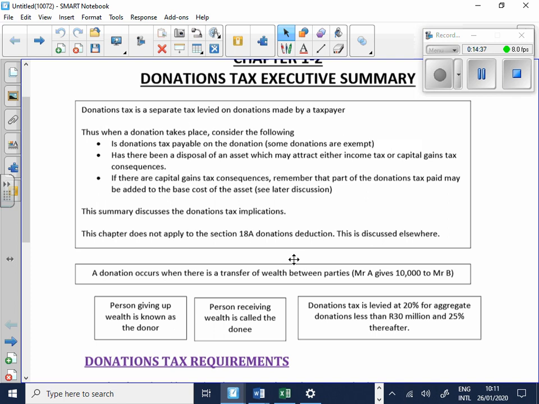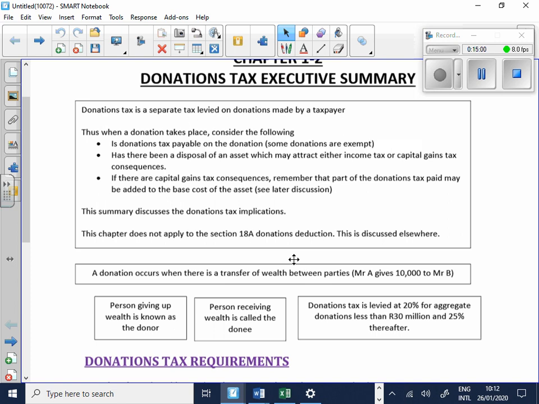Okay, because if I'm going to donate an asset, not only is there donations tax, there's also income tax or capital gains tax. Does everybody understand that? And then, if there are capital gains tax consequences, remember that part of the donations tax may be added to the base cost of an asset. I haven't taught you that. There's a formula. Whatever you pay as donations tax, some of it can be included in the CGT calc.